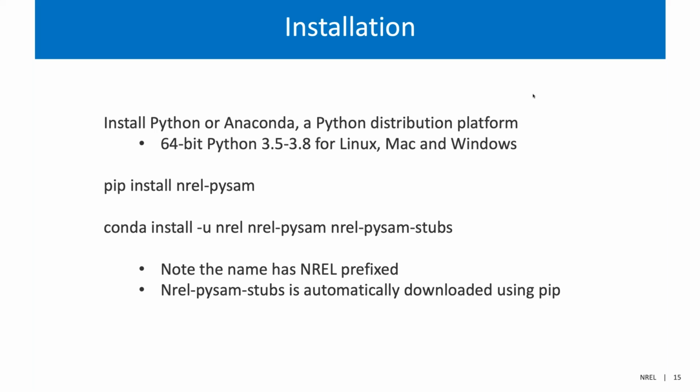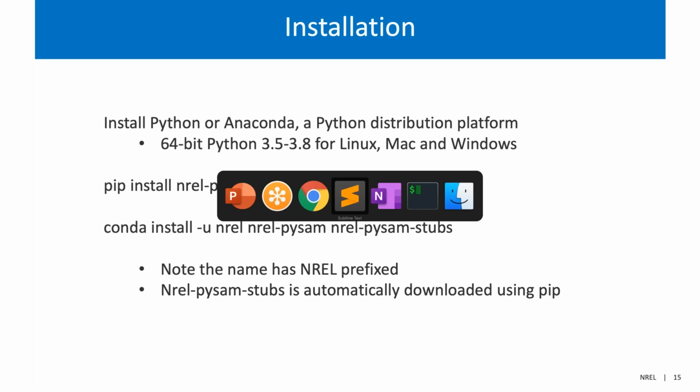So note that the name has nrel prefixed. This is to help distinguish it from a package called PySAM, which does something very different. And this nrel-pysam-stubs is automatically downloaded when you use pip. And this stubs package contains type annotations that help your integrated development environment, or IDE, analyze your code and provide auto suggestions. It's really just like a helper tool.